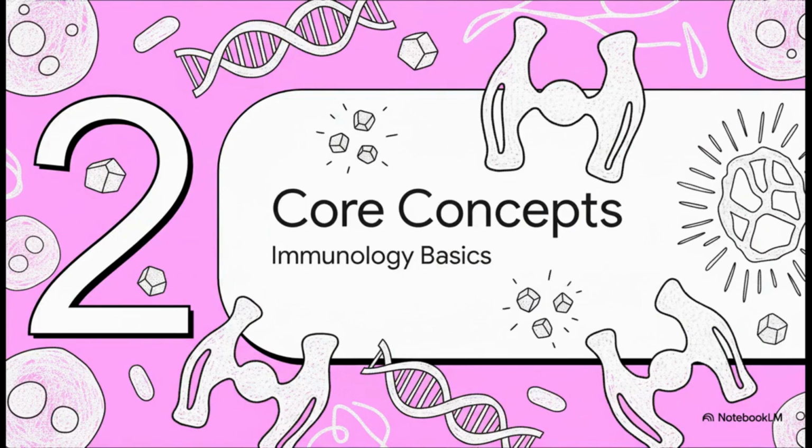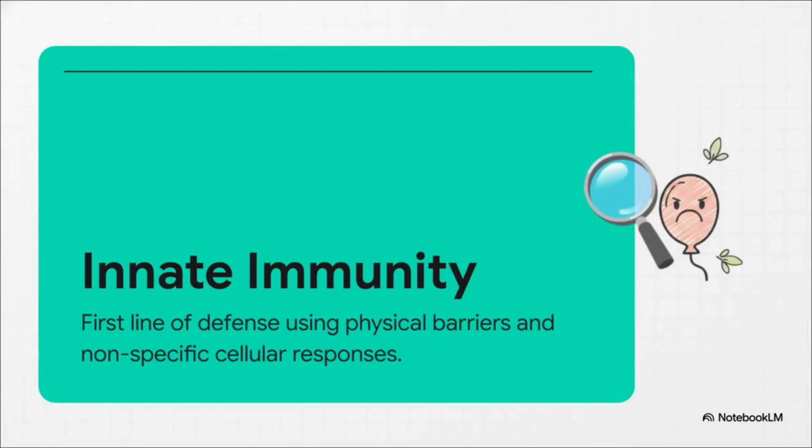Section 2, Core Immunological Concepts. Let us define innate immunity. It functions as your body's first line of defense. It integrates physical barriers like skin and gastric acid with nonspecific cellular responses. The primary cellular mediators here include monocytes, macrophages, and dendritic cells.